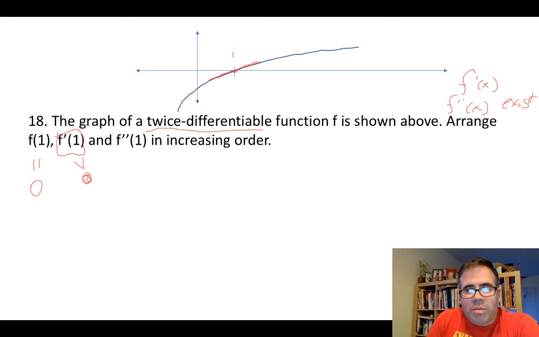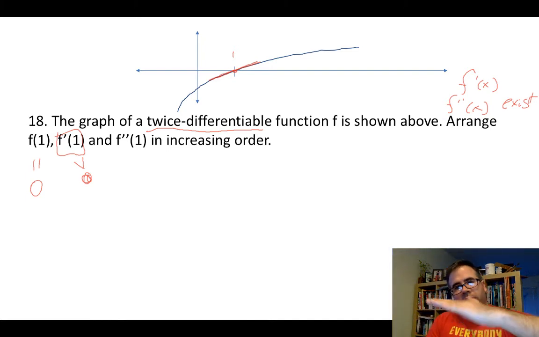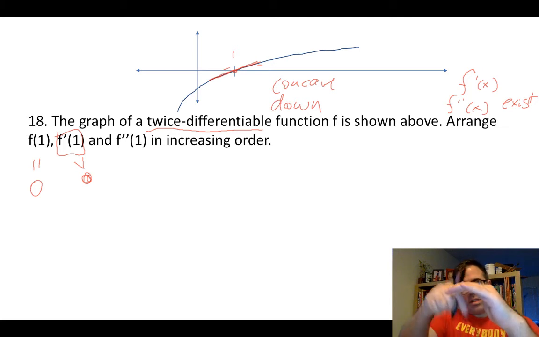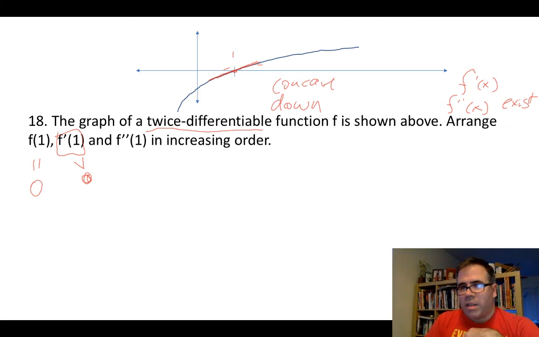Now let's look at f double prime. Second derivatives ask about curvature, whether it's curving up like this or curving down like this. So if it were curving up, that would be a positive second derivative. But this one, as you can see, curves down. We call this concave down, because the cave part of it is facing down. Concave down, our second derivative is negative. That means it's less than 0.